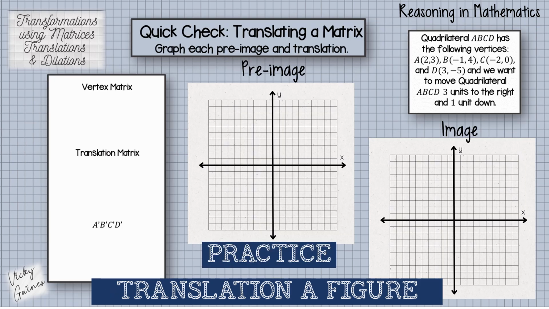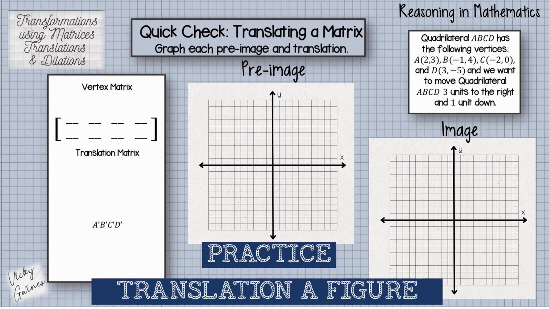Quick check. Translate a matrix. So we need to graph the pre-image and the translation, so the image afterwards. We have quadrilateral ABCD. It has the following vertices. So different than the one we just did.